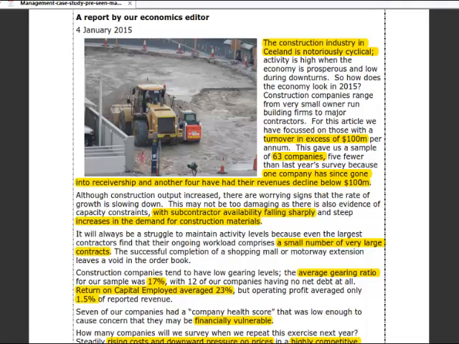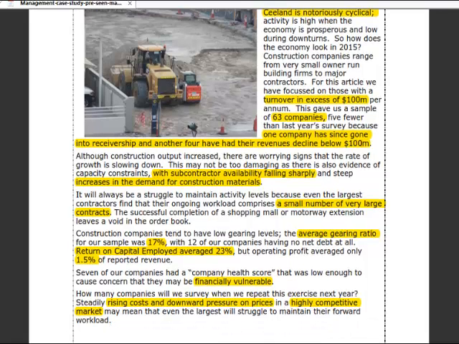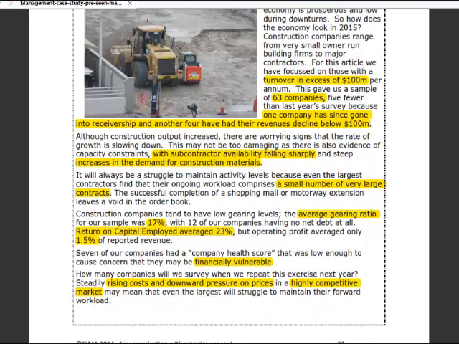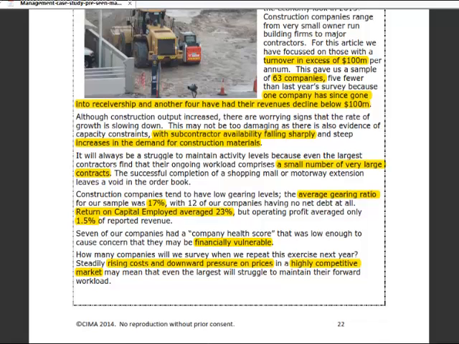The construction industry is notoriously cyclical. That's pretty normal. This article is looking at businesses with turnover in excess of 100 million, 63 companies, so a lot of competition in this business. 5 fewer than last year, so one company's gone into receivership, another 4 have had their revenues decline below that. So maybe this is a start of a downturn if it's cyclical.